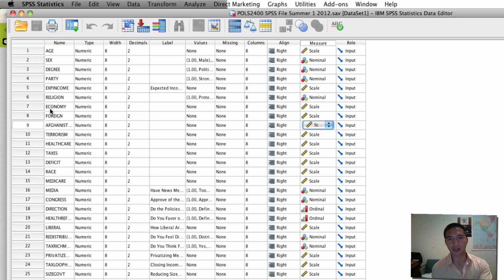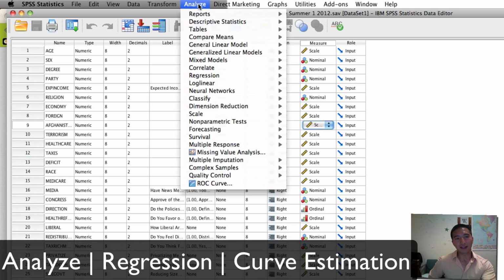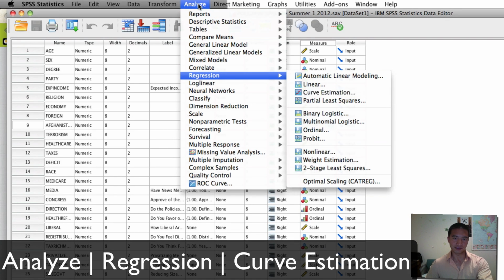These questions were provided using a 1 to 10 scale on the student survey, just rating one's opinion from 1 to 10 on the state of the economy and taxes. You're going to go to Analyze, Regression, and Curve Estimation.